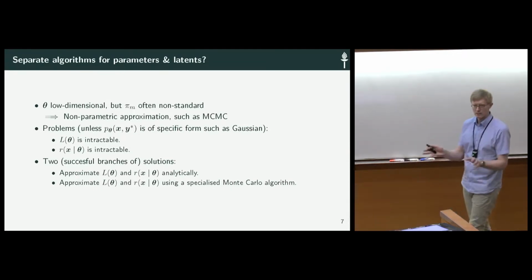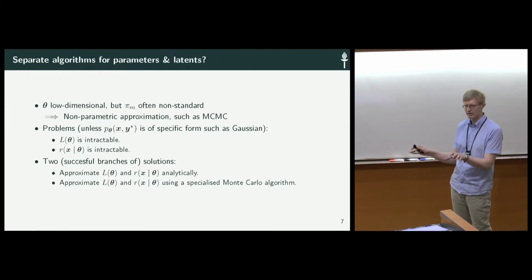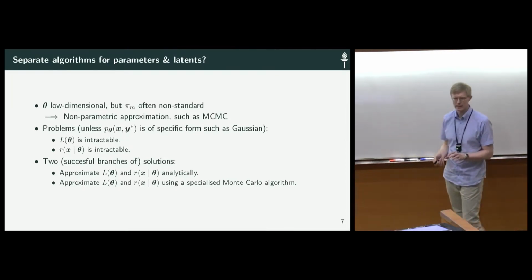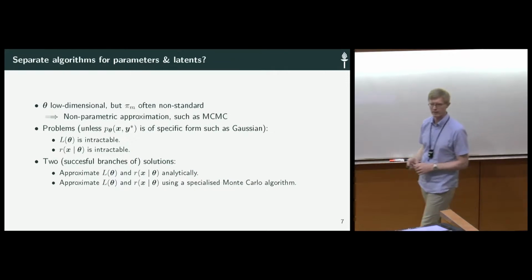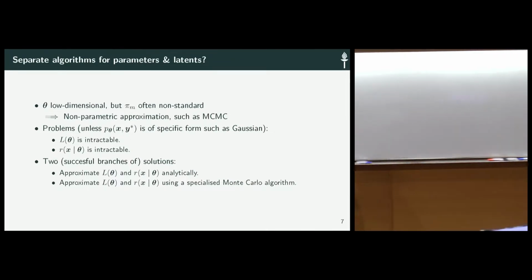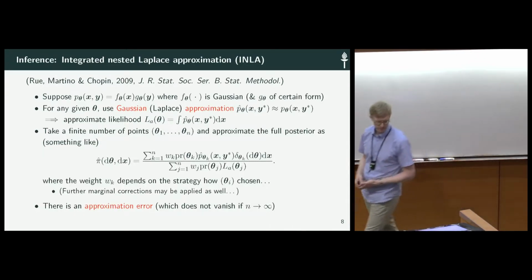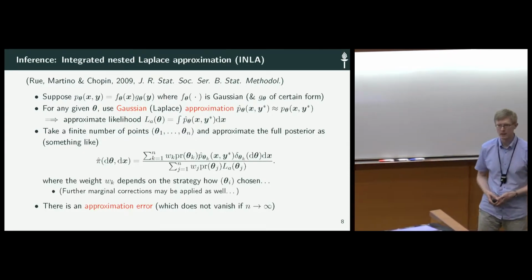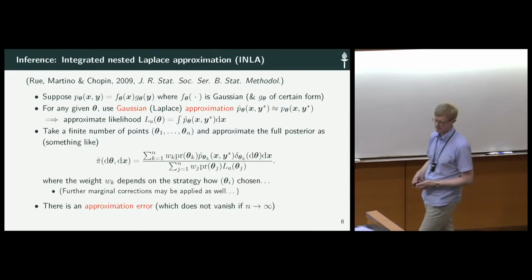But what you can do, and this is how I like to view the current approaches, is that you take one of two routes. You either rely on an analytic approximation, or you go by a tailored Monte Carlo for the latent variable part of the model. The first route is analytic approximation. I think the most widely known approach in stats that is based on this is INLA.